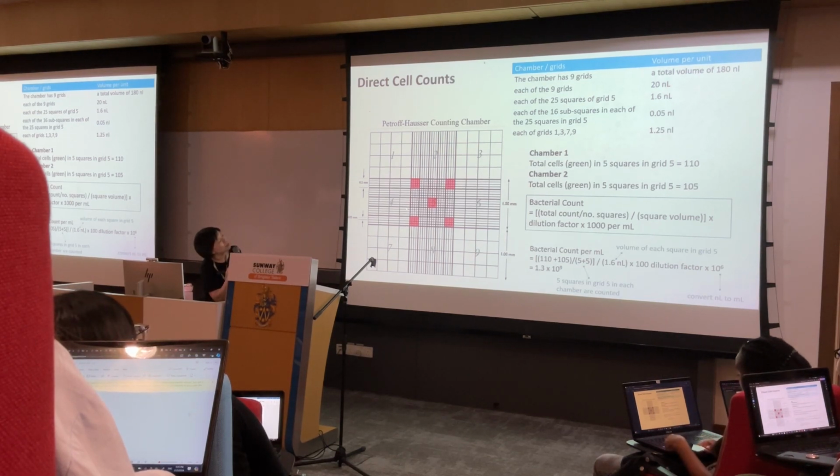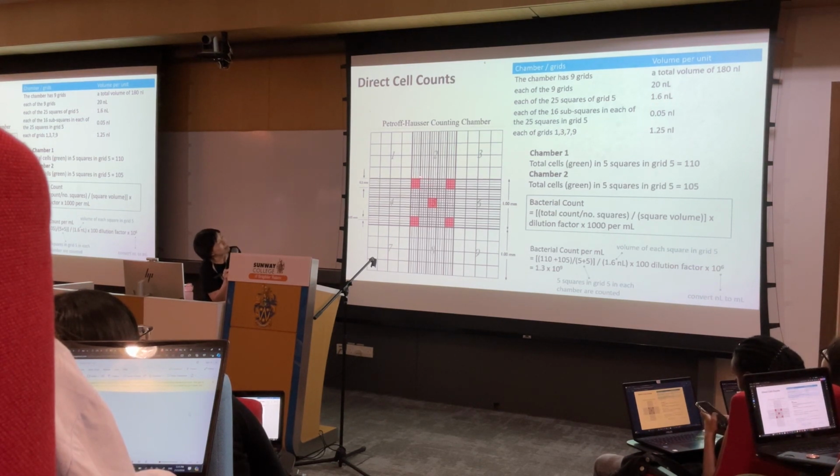And for grid number 5, each of the 25 squares, 1, 2, 3, 4, 5, 1, 2, 3, 4, 5, they are 25. We call this a square. This is 1 square. Each of that has 1.6 nanoliter.